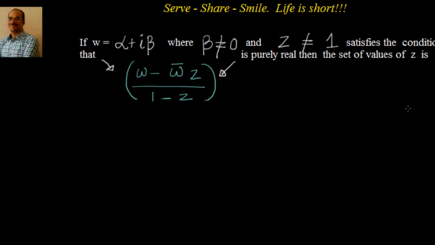We have been given that W is a complex number, that is alpha plus i beta, where beta is not equal to 0, and Z is not equal to 1, satisfies the condition that (W minus conjugate of W) multiplied with Z, whole divided by 1 minus Z, is purely real. Then what is the set of the values of Z? This problem we can solve in two ways.